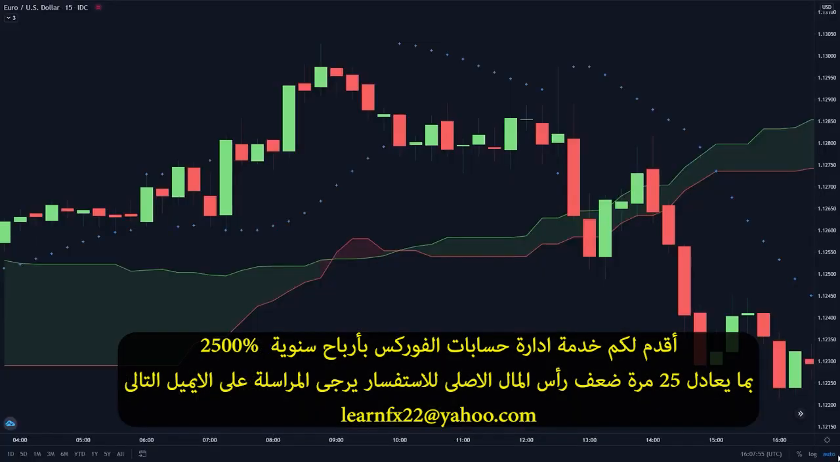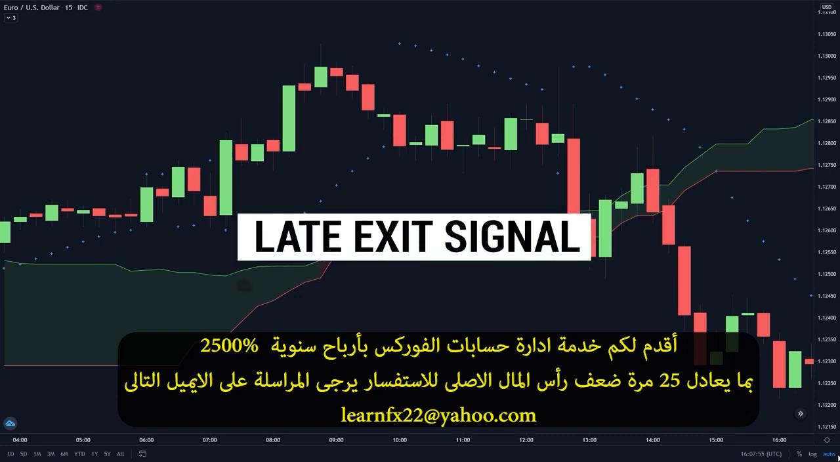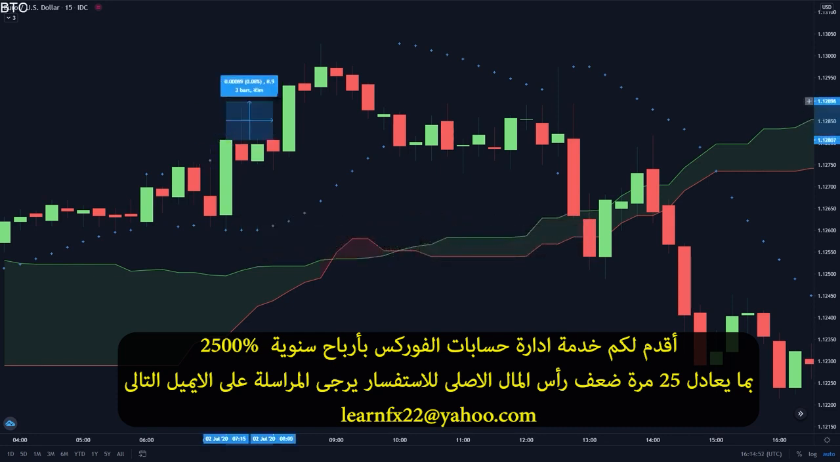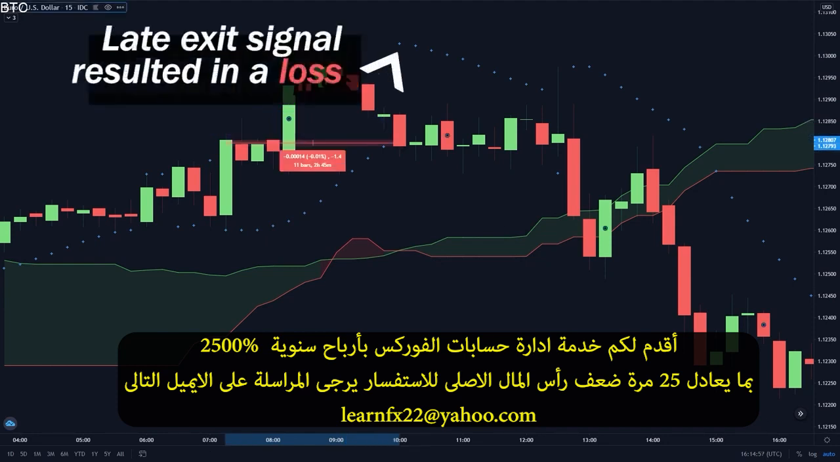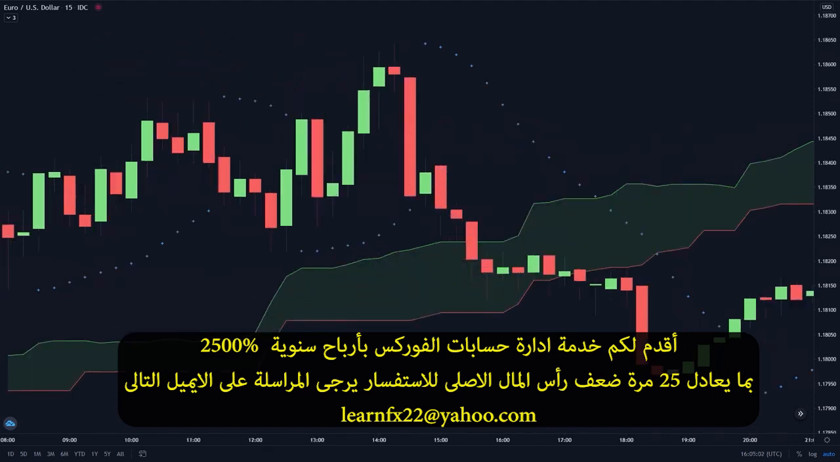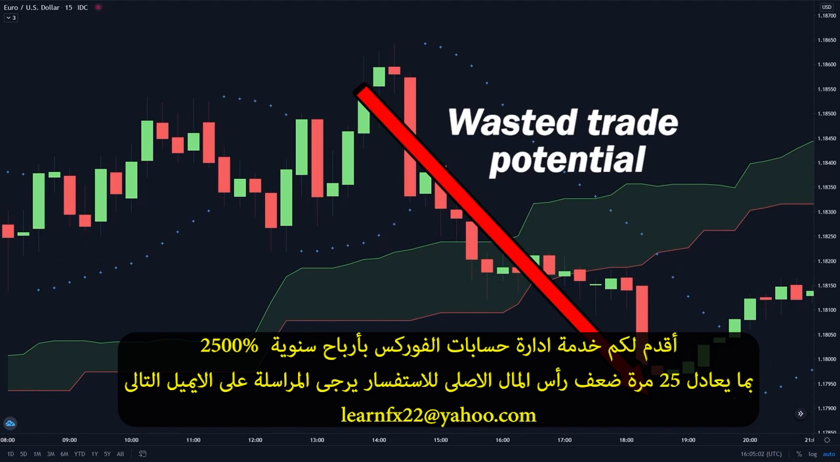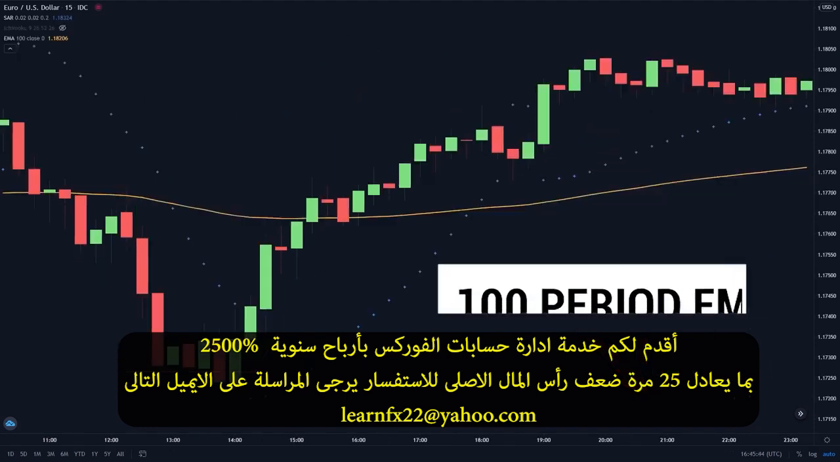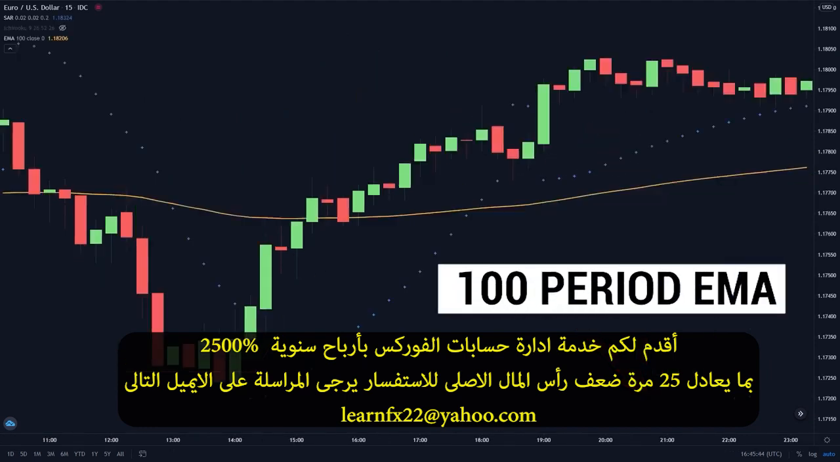I think one of the reasons for this low win rate is because the parabolic SAR often displays a very late exit signal. There are multiple times where a trade is supposed to be profitable but turned out to be a loss because the parabolic SAR displayed a late exit signal, and the clouds aren't really helping either. It just adds unnecessary steps and sometimes wasted trade potential. You can easily replace the cloud with a long period EMA.